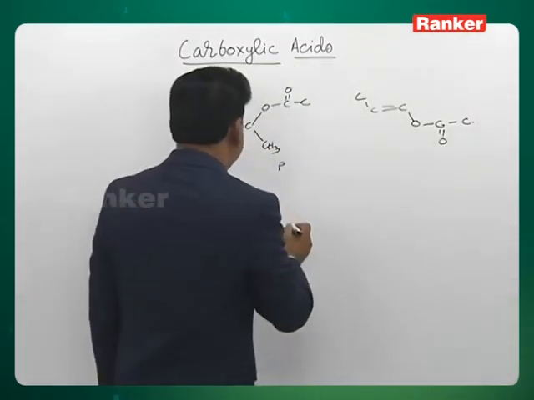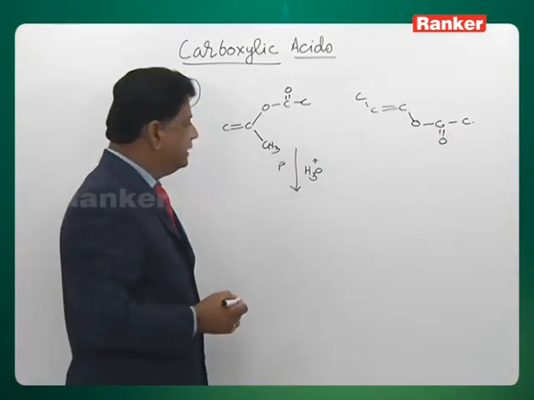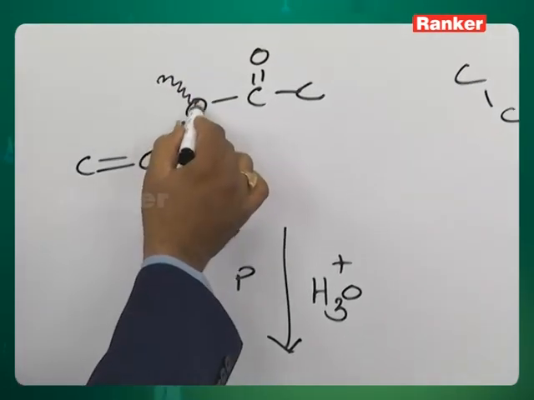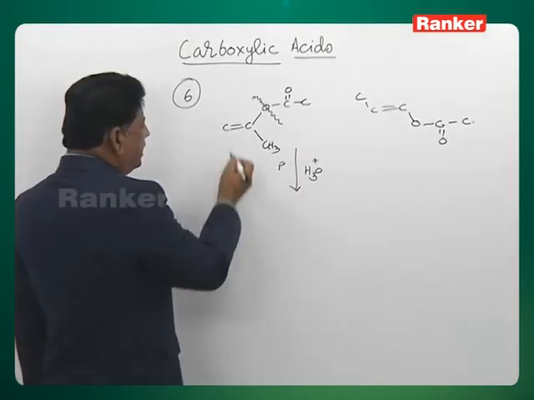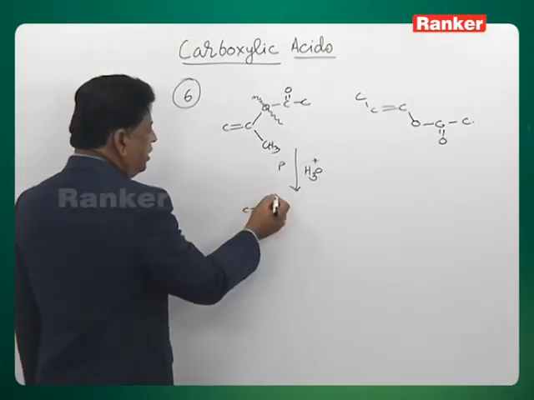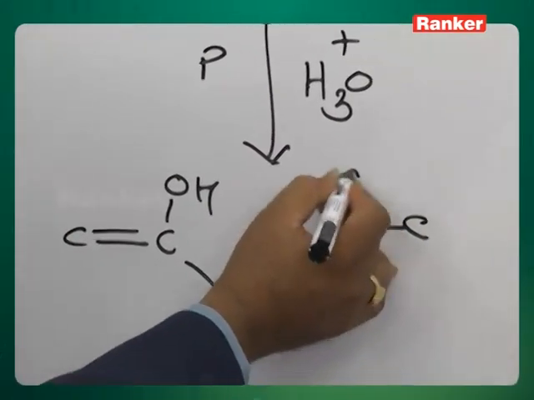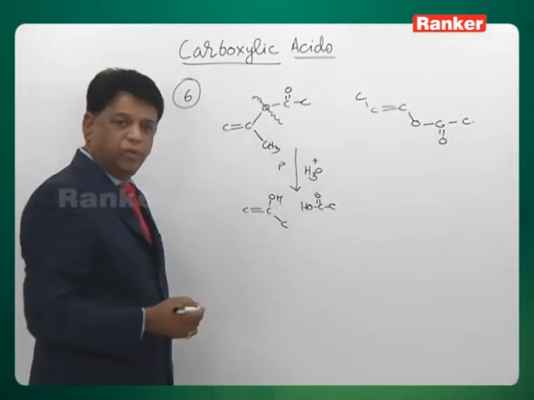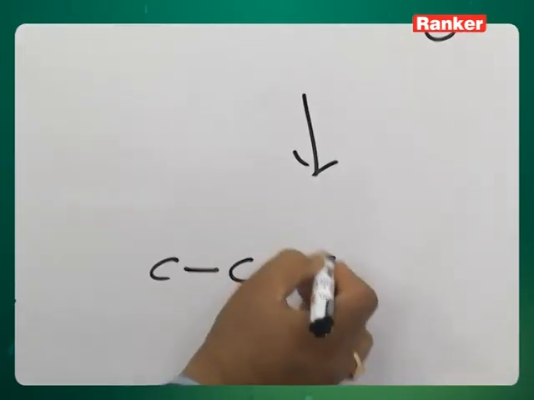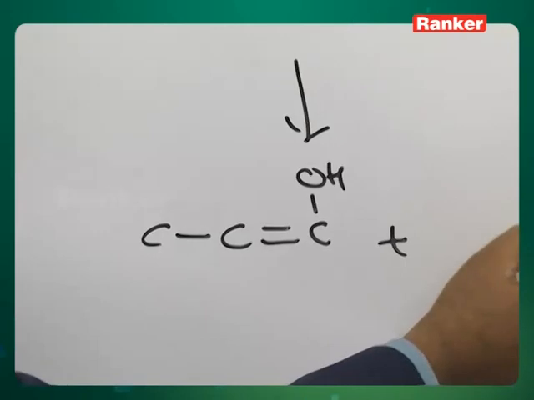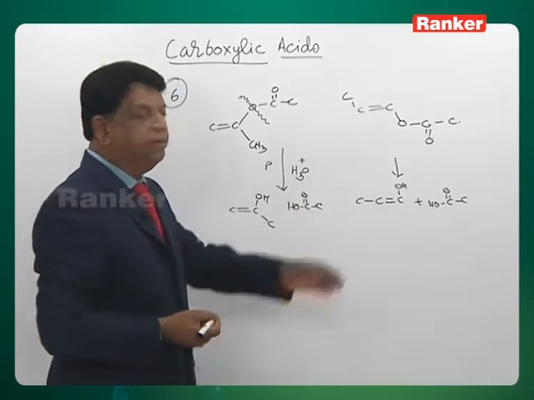In the acid hydrolysis, acid hydrolysis means water and proton. In acid hydrolysis, the ester bond at the site of the oxygen, breakage may take place on either side, and you will get an enol on this side. Enol, that is 2-propenol, plus acetic acid. In this compound also, if you do the hydrolysis, 1-propenol will be there, plus acetic acid. Acetic acid is common in both the reactions. Therefore, you can't differentiate based on the acetic acid.